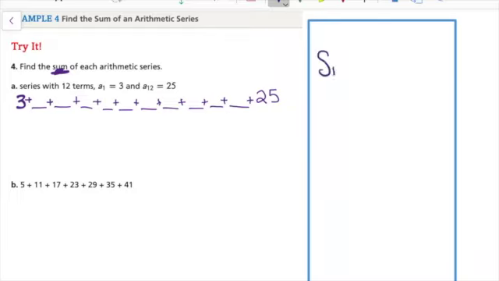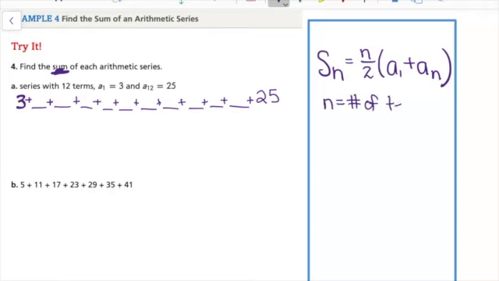Instead, there is a formula that looks like this that will do it for me. So n is the number of terms. A sub 1 is the first term. And A sub n is the last term. So how do I use that?